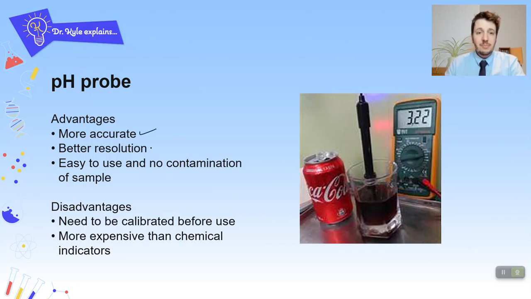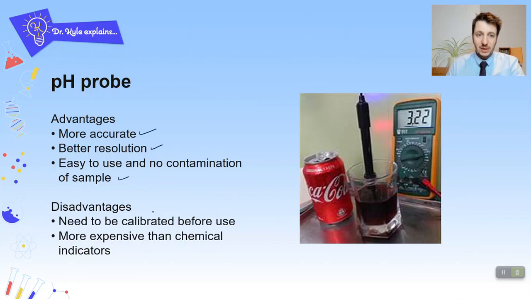It also has better resolution. So that means rather than just going, again, what colour it is and then going, oh, I think that's orange, so it's about 3, it will tell you it's 3.2. So that's much better resolution for finding that out. They're relatively easy to use because you just stick it in and it will tell you the number, and there's no contamination. So when you add universal indicator to your sample, you are contaminating that sample with universal indicator. You have to get rid of it.